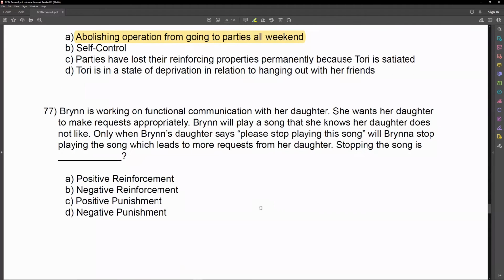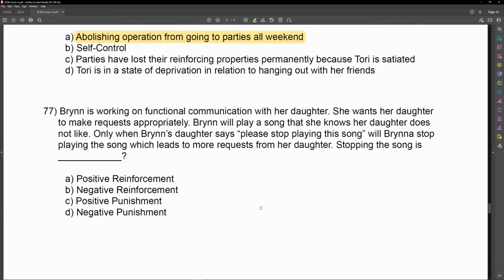77, Bryn is working on functional communication with her daughter. She wants her daughter to make requests appropriately. Bryn will play a song that she knows her daughter does not like. Only when Bryn's daughter says, "Please stop playing the song," will Bryn stop playing the song, which leads to more requests from her daughter. Stopping the song is what?